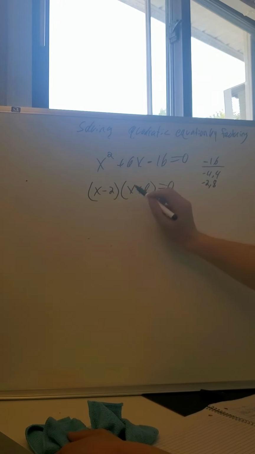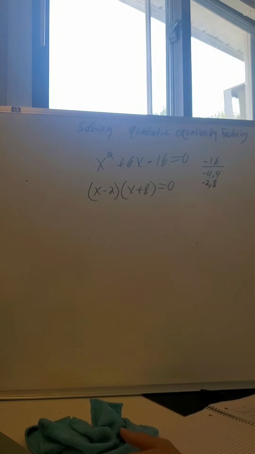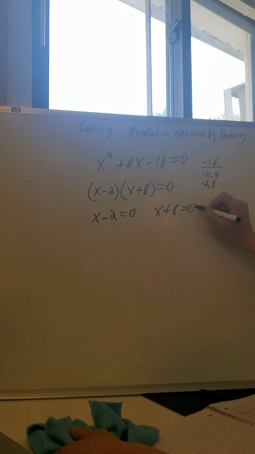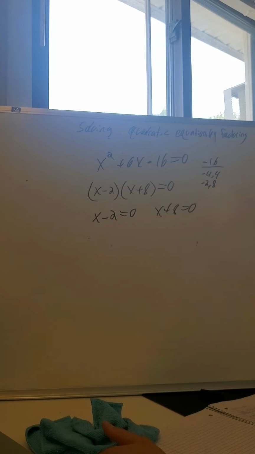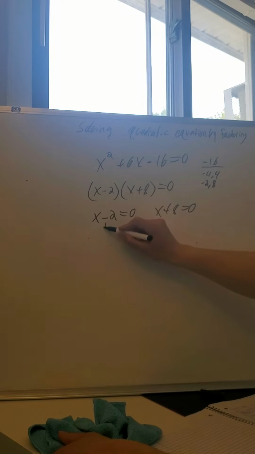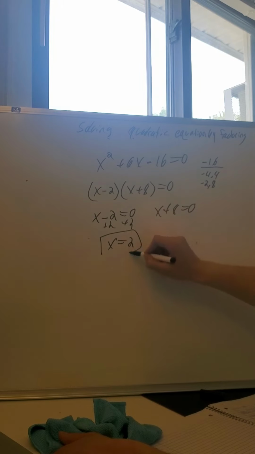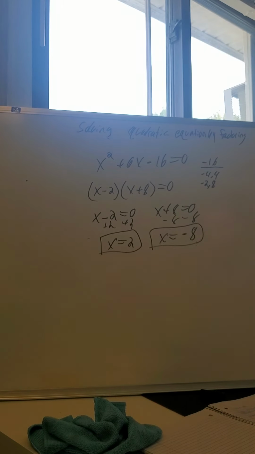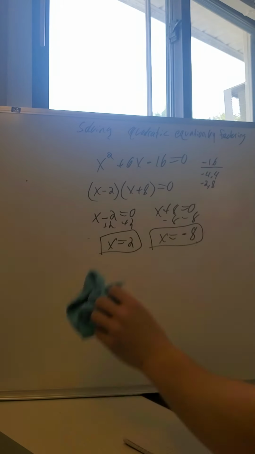Correct? So now what we want to do is extract both of these groups, essentially. We're not factoring by grouping, but we're going to pull both of these out. x minus 2 equals 0, and we also have x plus 8 equals 0. They're equal to 0 here, both of our pairs. So we solve for x. We're going to add 2, x equals 2. That's one solution. Subtract 8, solve for x equals negative 8. Beautiful. Awesome.